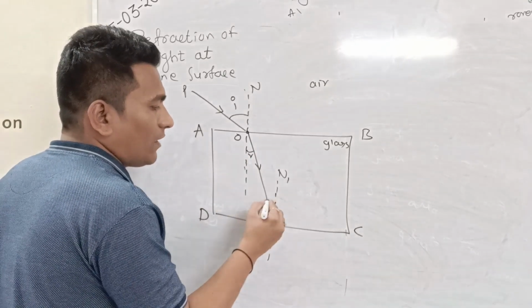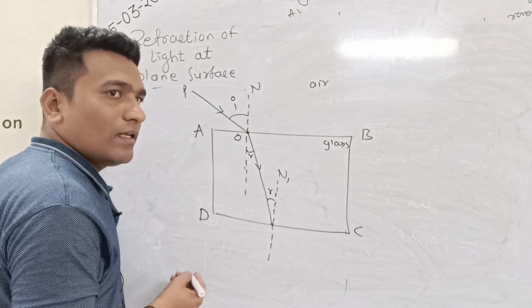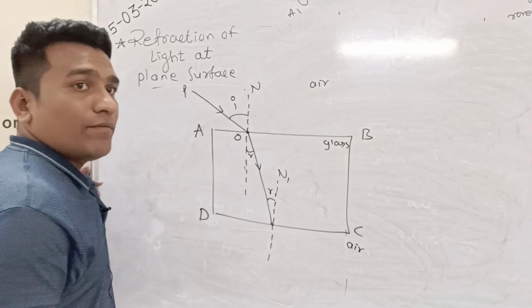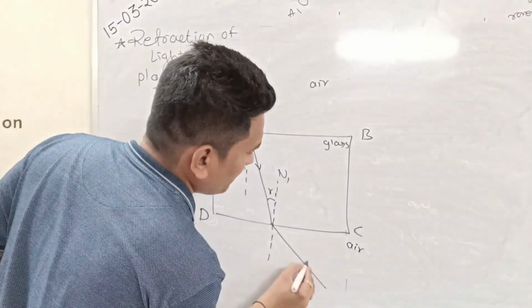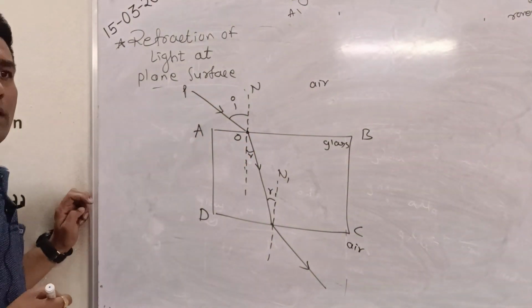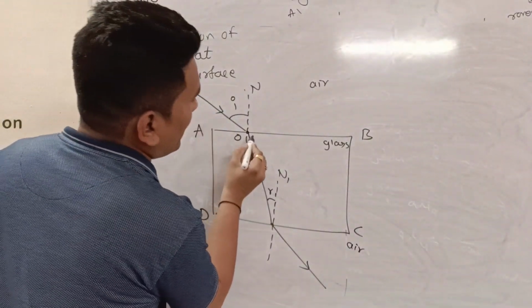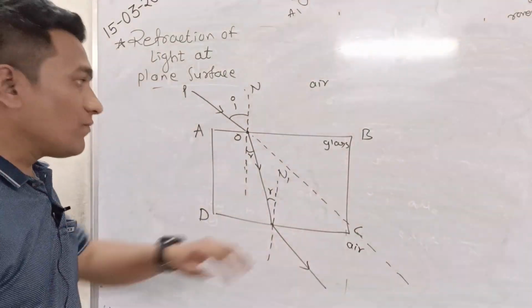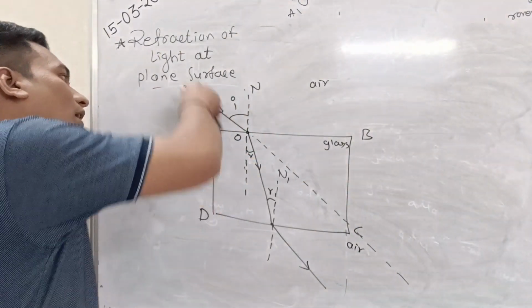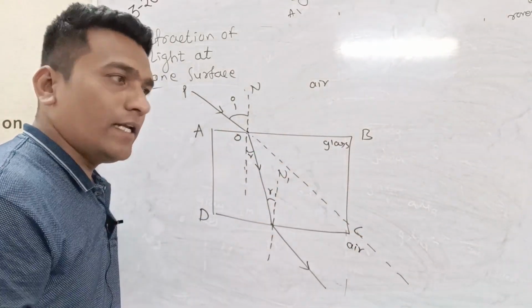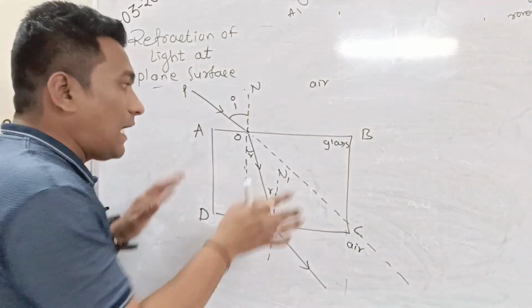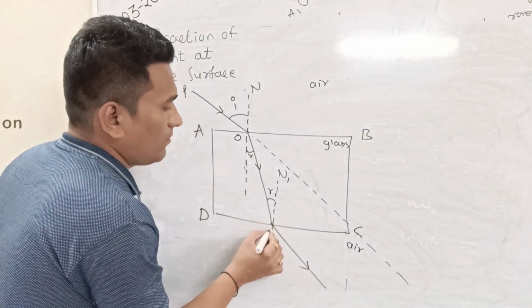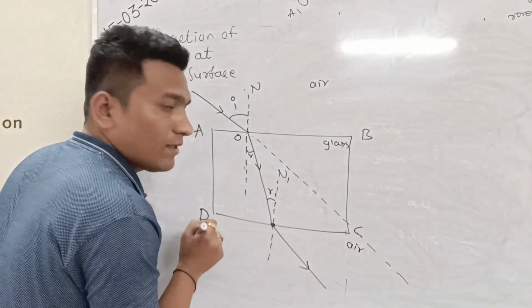So this angle and this angle should be equal. Now the light ray is traveling from glass to air, so the light ray will bend away from the normal. Correct? Now if we see the direction of the incident ray, if the glass was absent, then the light ray would have traveled in a straight line. But since glass is present, the light ray has emerged out from this position.